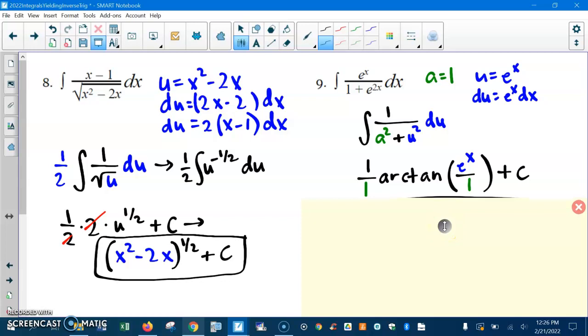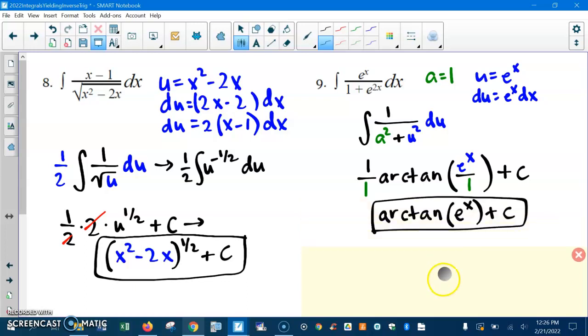So following the form precisely, I'm going to have 1 over a, which is 1 over 1, times the arctangent of u, which is e to the x, over a, which is 1, plus c, and just cleaning it up a little bit, I am just left with arctangent of e to the x plus c.